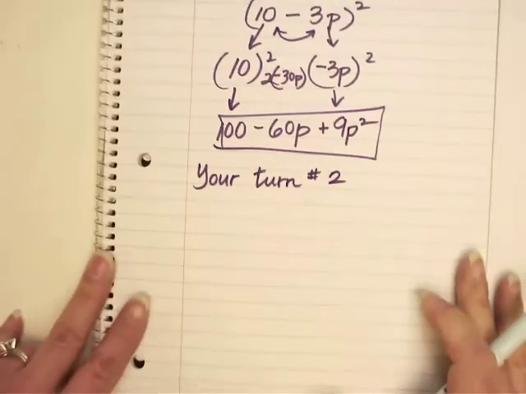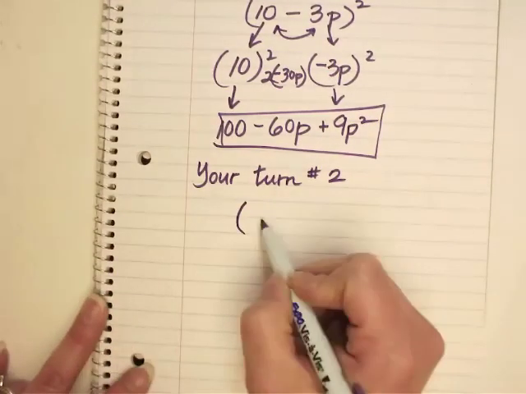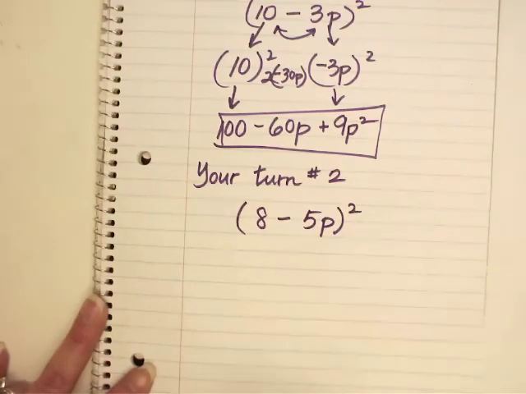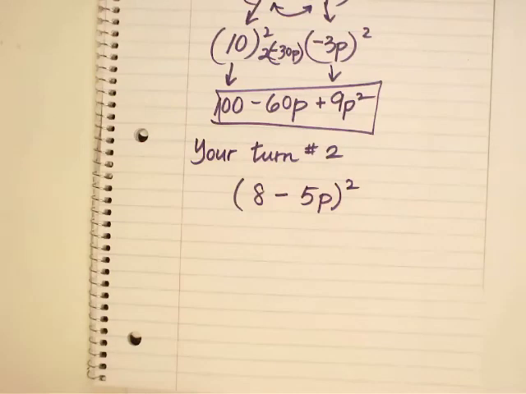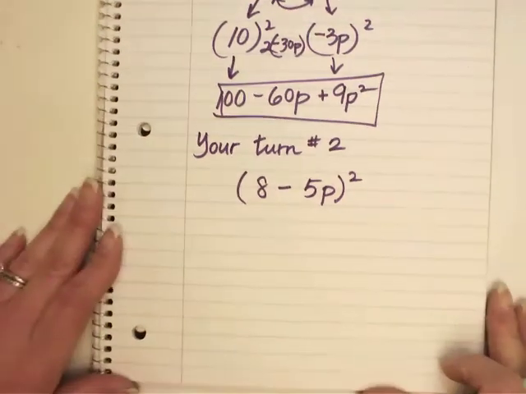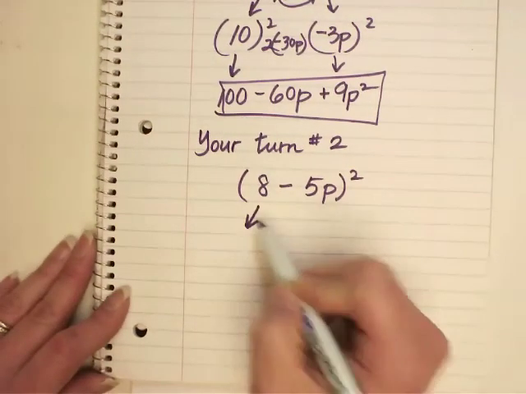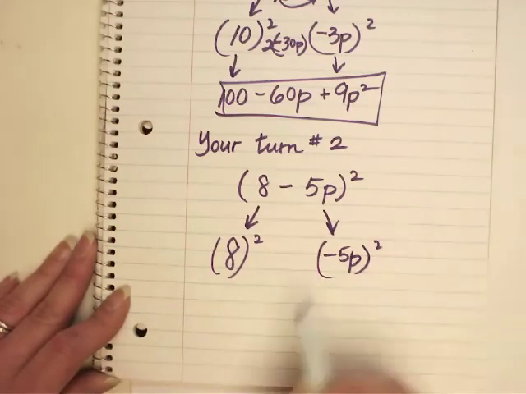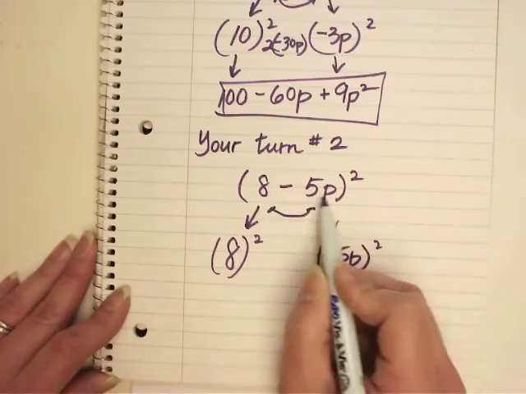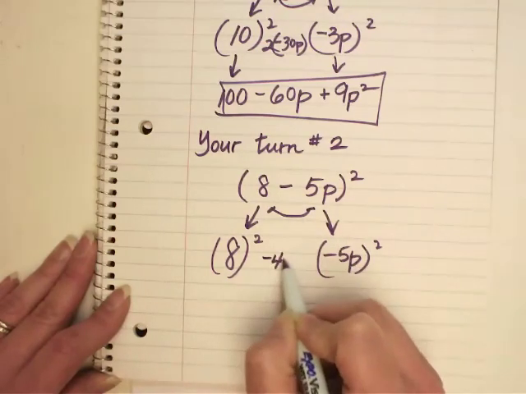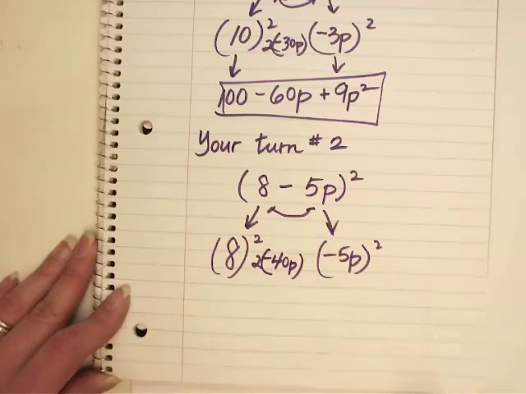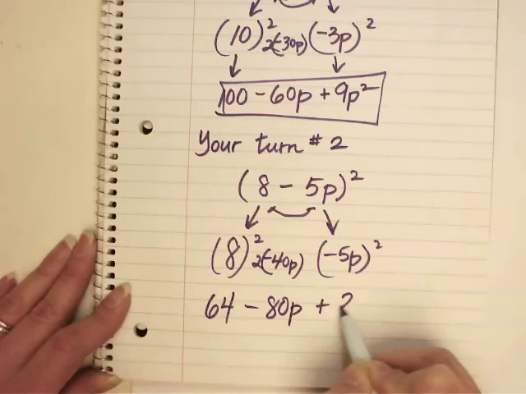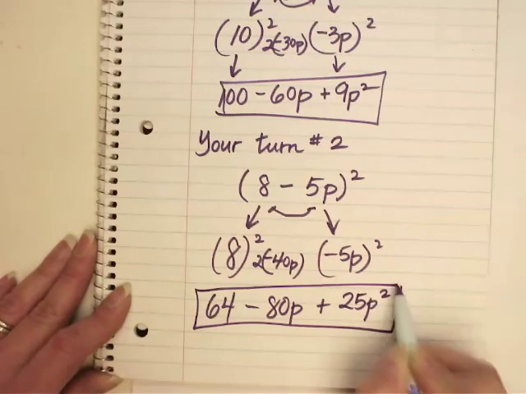Number 2. Go ahead and give this one a try. If you had 8 minus 5p quantity squared, go ahead and pause and give that one a try. Okay, what did you come up with? Let's try this. First squared, 8 squared. Last squared, negative 5p squared. Then take your smile, your middle. 8 times a negative 5p, which becomes a negative 40p, and double, that means times 2. So simplify, you get 64 minus 80p plus 25p squared, and that is your perfect square trinomial.